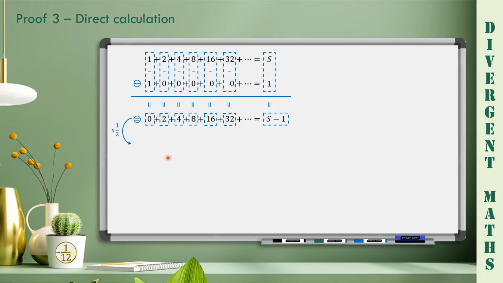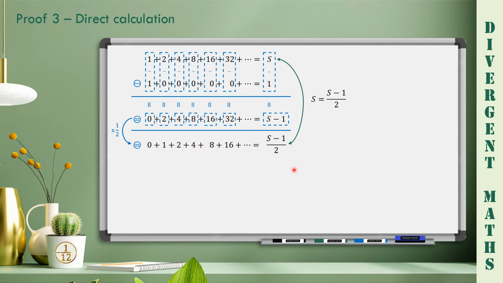So now what do we do here? We multiply by 1/2. So obviously 0 won't change, but the rest will become 1 plus 2 plus 4 plus 8 plus 16. And that we have seen, it's equal to S minus 1 multiplied by 1/2, S minus 1 over 2. Now if we use the property of this divergent series, geometric series of 2, or monotonic divergent series of powers of 2, we know that it is stable, so S is equal to S minus 1 over 2. Solve for S: 2S equals S minus 1, S equals -1.